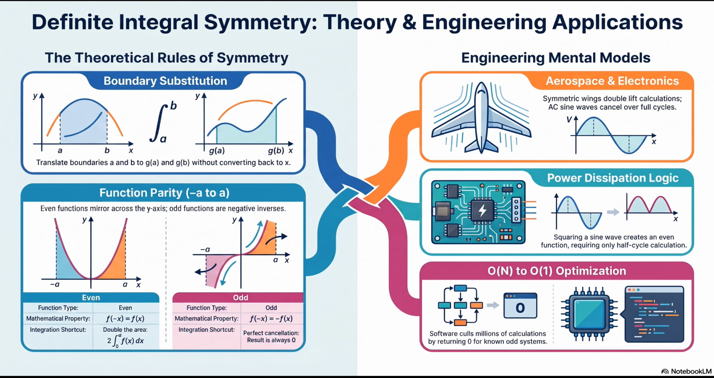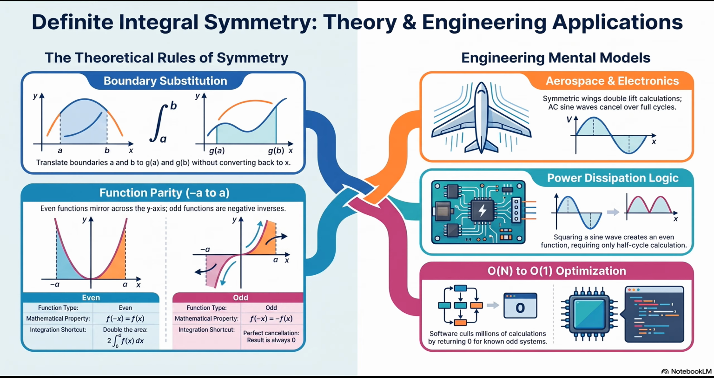And that visual understanding is the key, isn't it? Because out in the real world, recognizing whether a physical system is behaving like an even function or an odd function completely dictates your computational approach. It changes everything. If it's even, you just integrate from the center to one side and multiply by 2. If it's odd, the result is just 0. You don't even have to do the math.